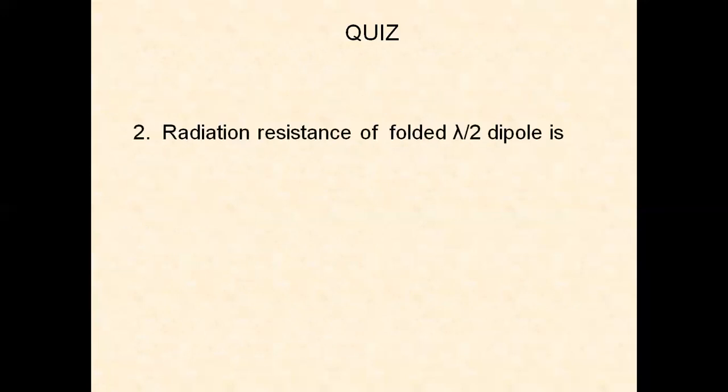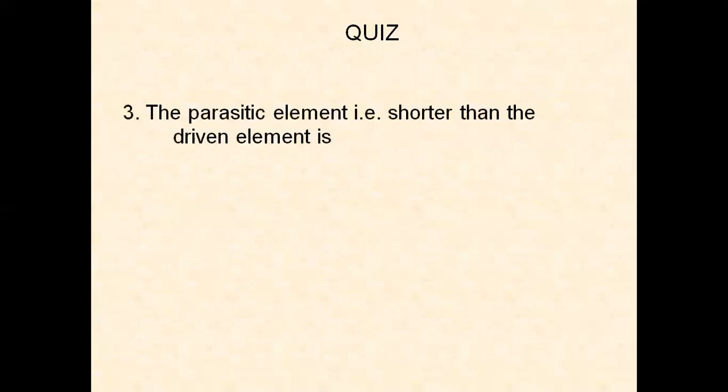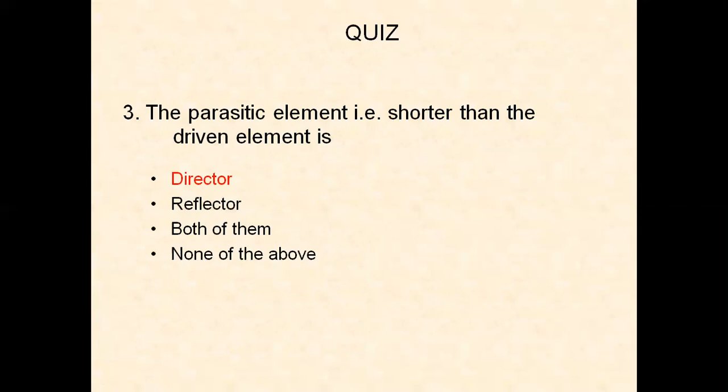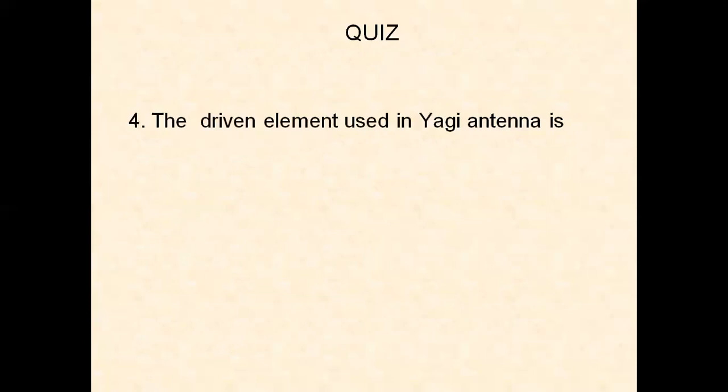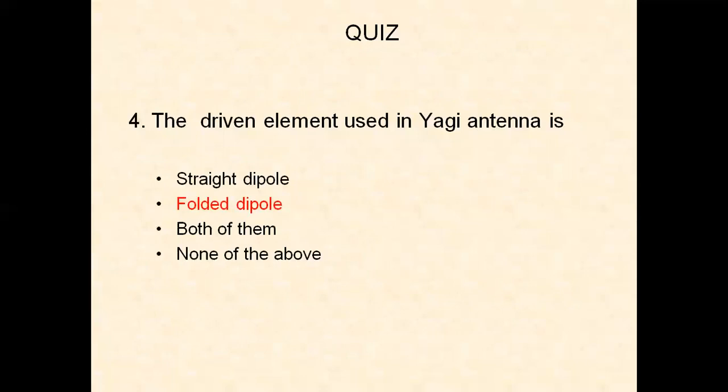Next question: the radiation resistance of a folded lambda by 2 dipole is. Options are given. The answer is 288 ohms. It is 4 times that of the straight dipole. The parasitic element shorter than the driven element is. Answer is director. The driven element used in the Yagi antenna is. Options are given. The driven element is a folded dipole antenna.